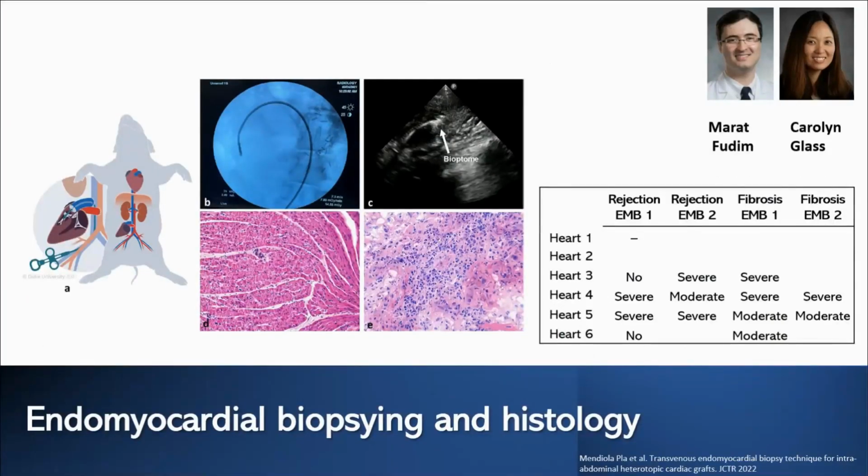In addition, we have, I say we, an interventional cardiologist at Duke, Murat Fudum, as well as a cardiac pathologist at Duke, who has developed or helped us to develop the methodology to perform endomyocardial biopsy and histological assessment of the donor hearts. And this was recently published last year. But we're able to do this routinely, serially in these animals to obtain this biopsy information.